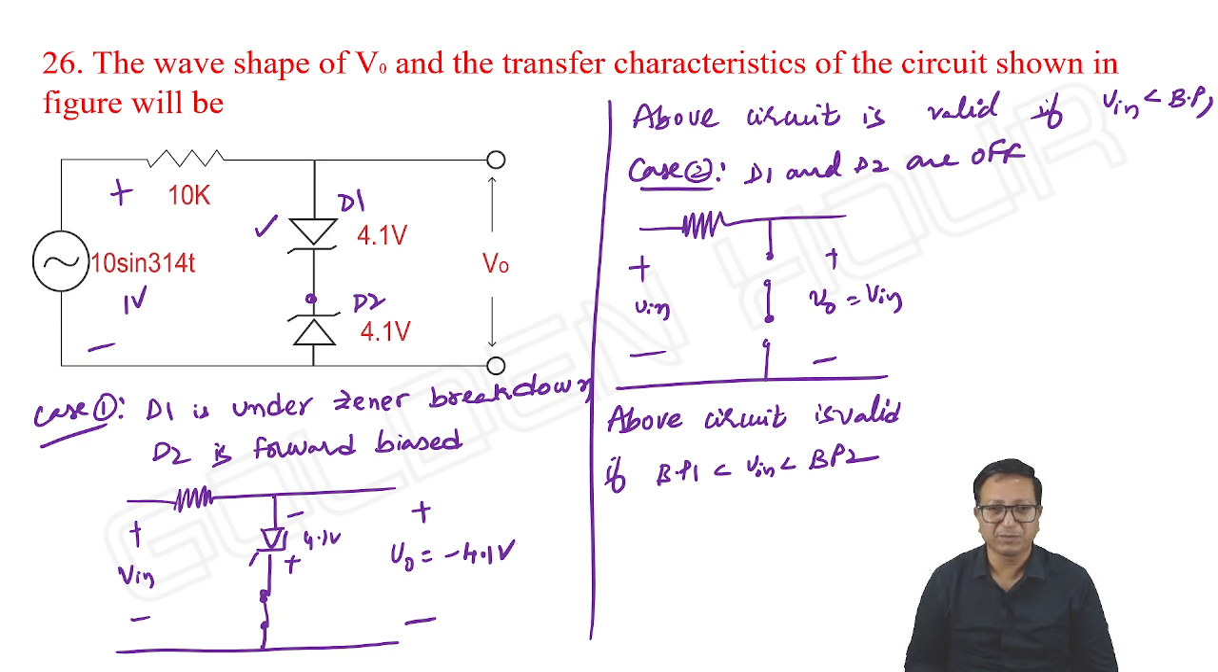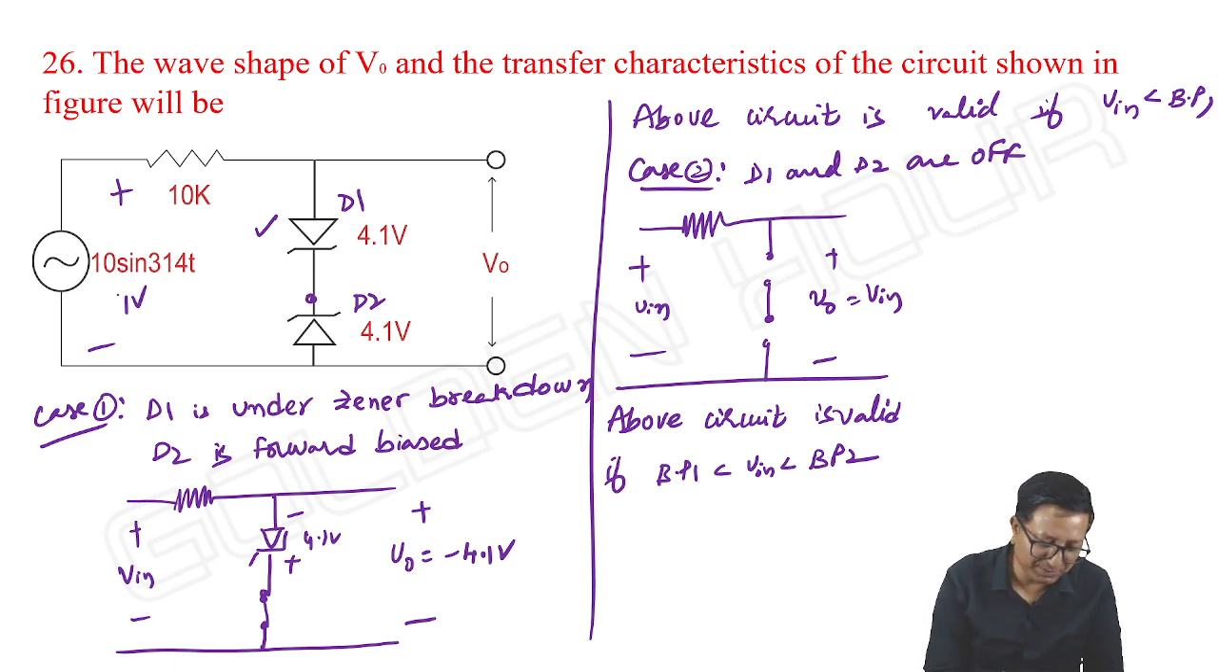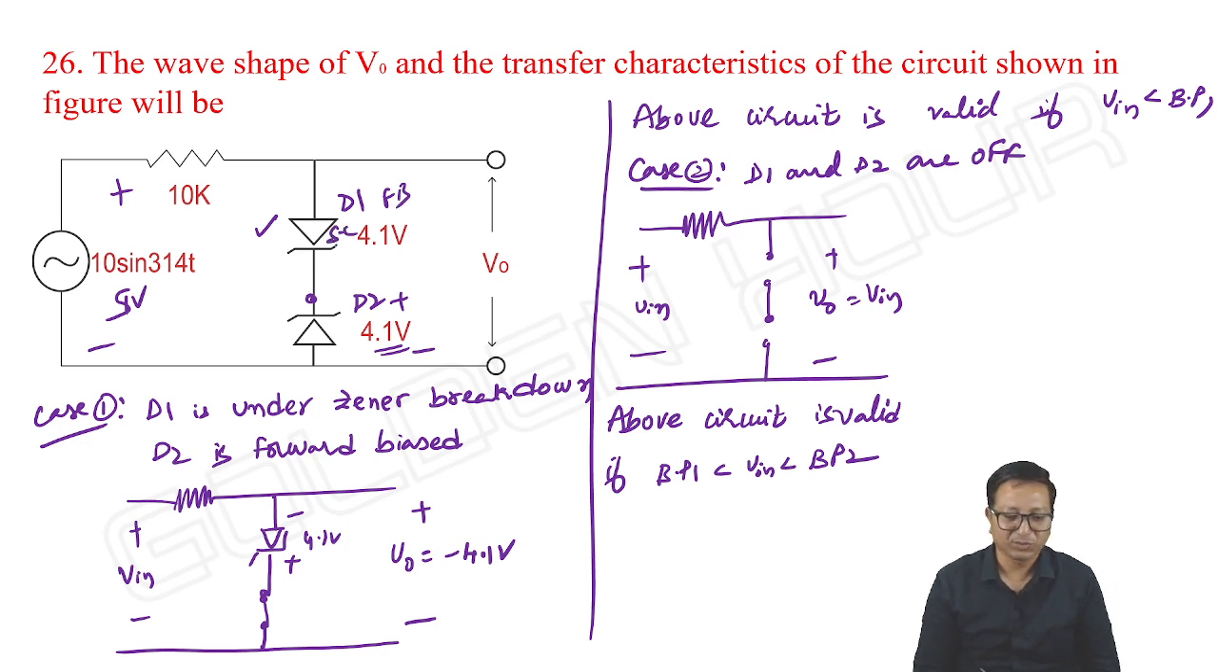Please do observe this point. It's not like once input becomes positive, immediately D1 is on. No, because D1 is in series with D2. D1 is forward biased, D2 is reverse biased. Next, input is above breakpoint 2, means above 4.1. Then what happens? Maybe some 5 volts like this. Then D2 undergoes breakdown and it maintains 4.1 from cathode to anode. Along with that, D1 is forward biased, it acts as short circuit, so that the overall output is 4.1. That is our case 3.